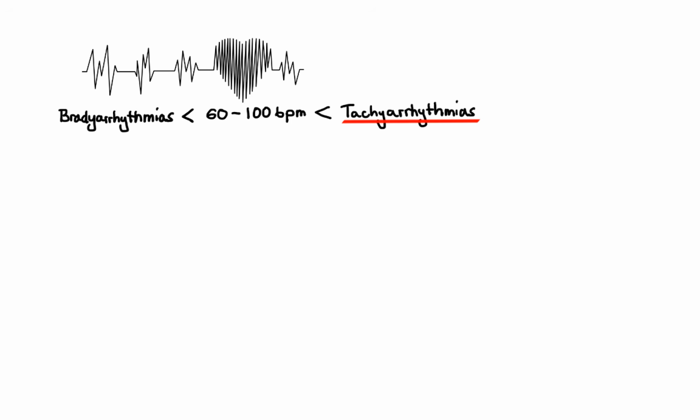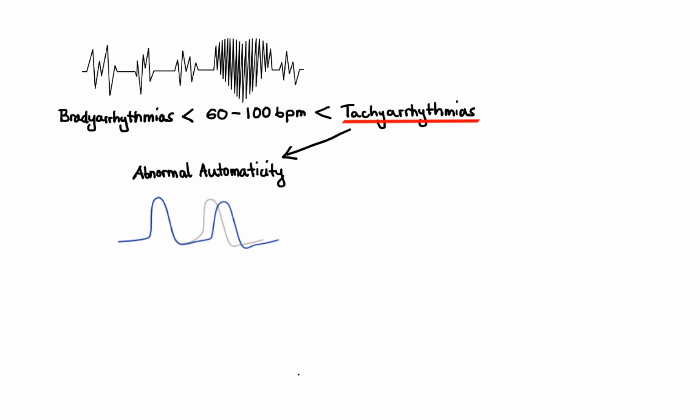So, there are three basic mechanisms responsible for the initiation of tachyarrhythmias. First, abnormal automaticity, also referred to as enhanced automaticity. This occurs when the cell membrane becomes abnormally permeable to sodium during phase 4, which results in an increase in the slope of phase 4 depolarization. This can cause other cells to accelerate their automaticity and thus generate impulses faster than the SA node.